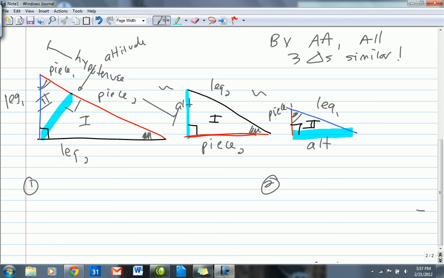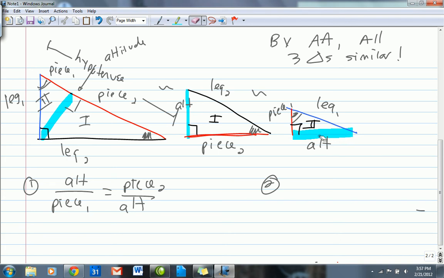Now I'll write that out. I'll try to use my coloring. So altitude to piece 1 equals piece 2 to altitude. Okay, so again, to reiterate, left to left equals bottom to bottom.